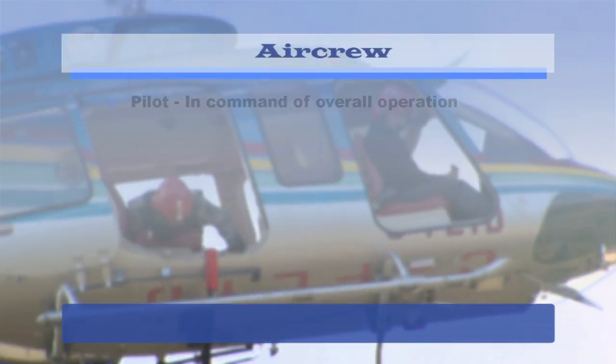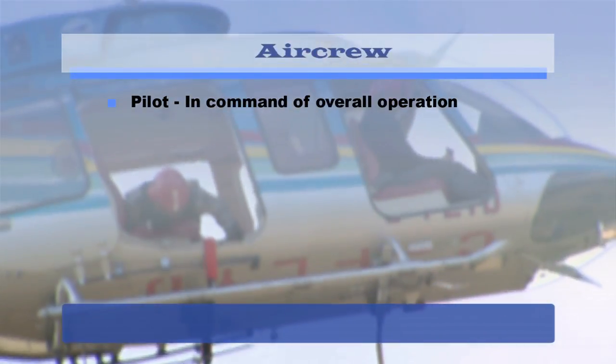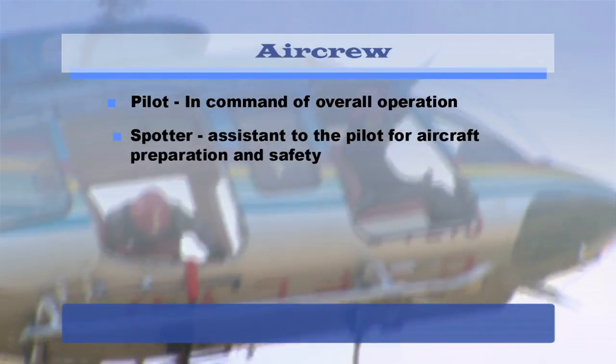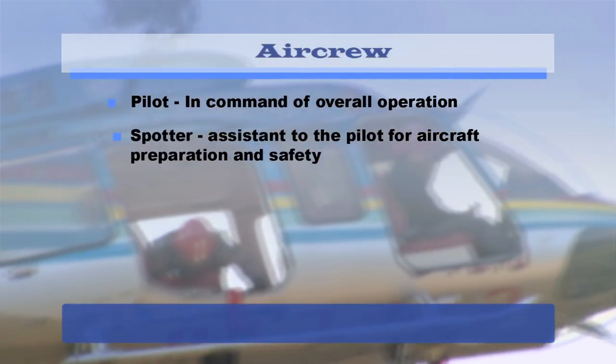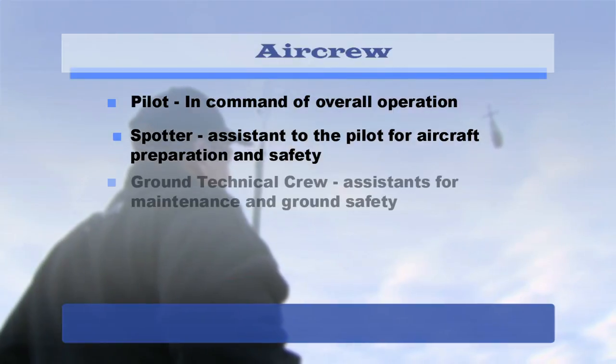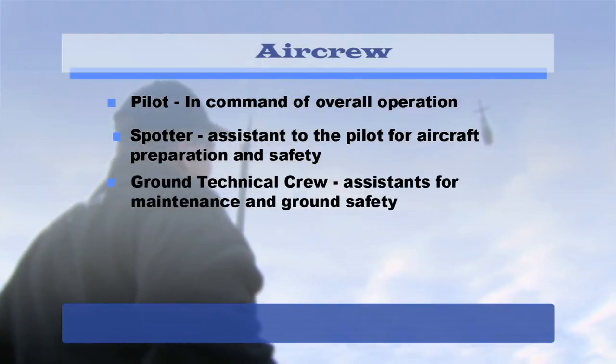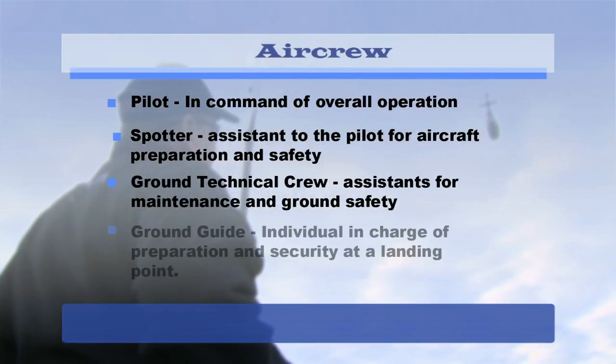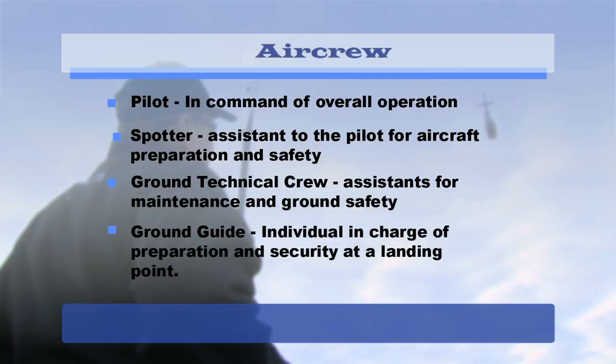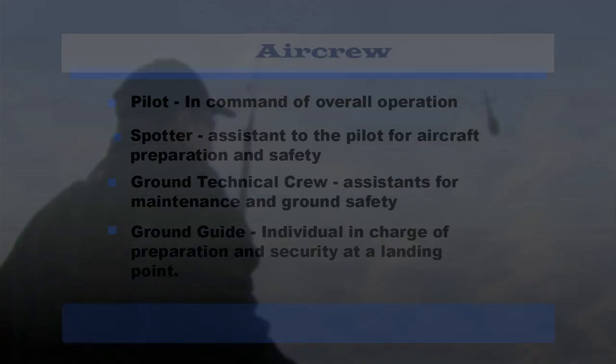Aircrew. Pilot. In command of overall operation. Spotter. Assistant to the pilot for aircraft preparation and safety. Ground technical crew. The assistants for maintenance and ground safety. Ground guide. The individual in charge of preparation and security at a landing point.